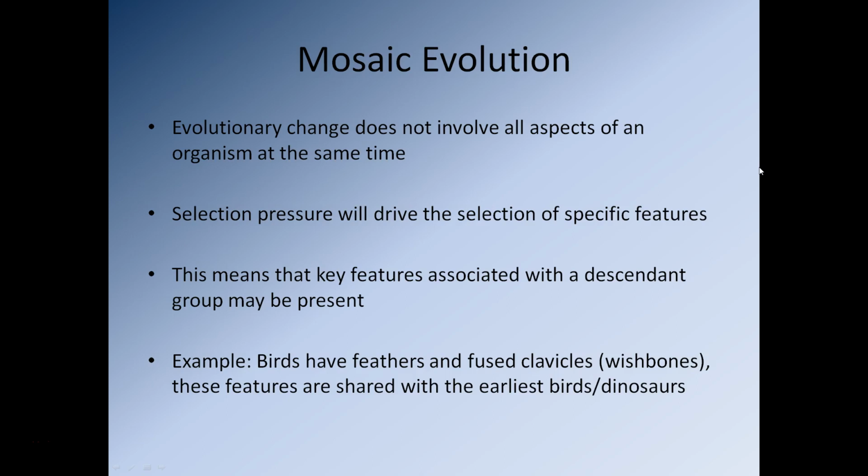And this means that key features associated with a descendant group may be present. So even though the organism is becoming more and more different from the descendant group, if there is some part of the body that functions perfectly and does not need to change, there's no selection pressure, so it won't. So, for instance, birds have feathers and fused clavicles. A clavicle is the wishbone. And these features are shared with the earliest birds / dinosaurs.